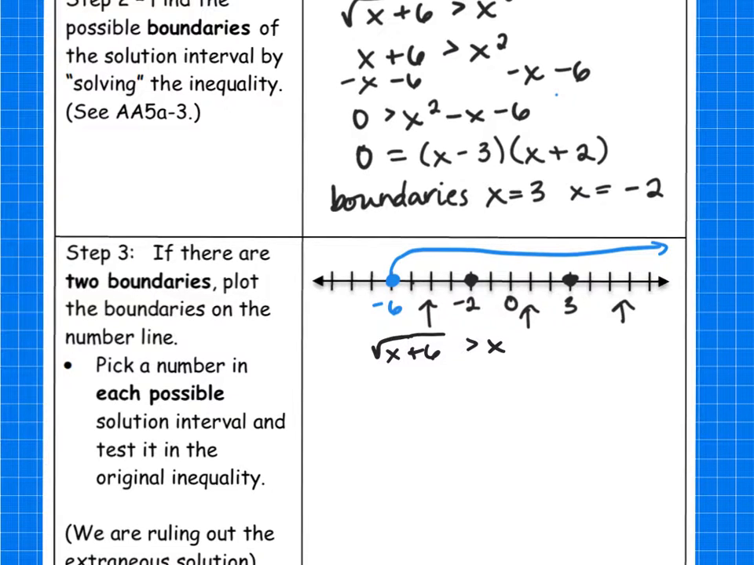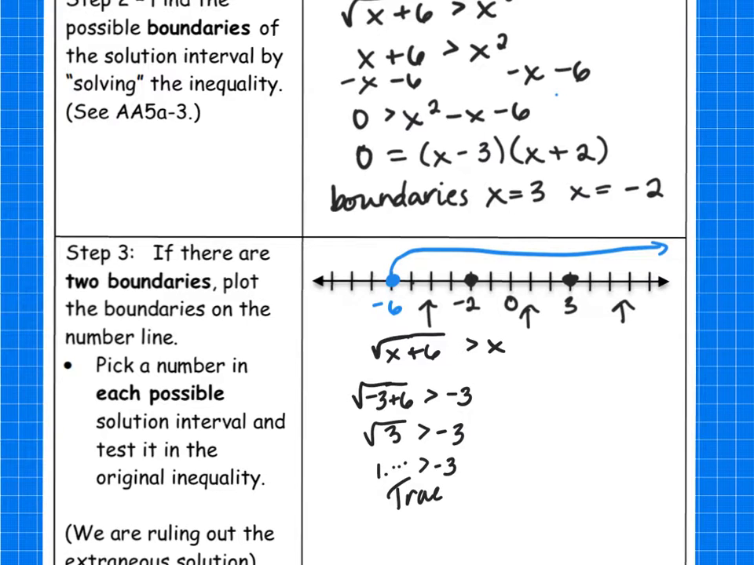None of these numbers are going to come out nicely. So square root of -3 plus 6 is greater than -3. So I get the square root of 3 is greater than -3. This is going to be a positive, so this is something like 1 point something is greater than -3. That is true. And I don't have a calculator on me, so I'm not going to try to estimate that decimal further.